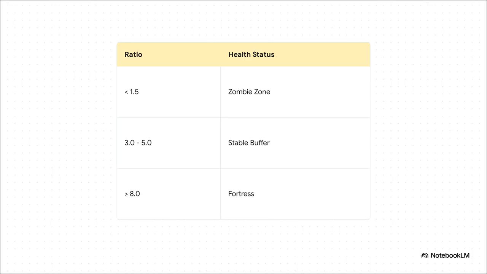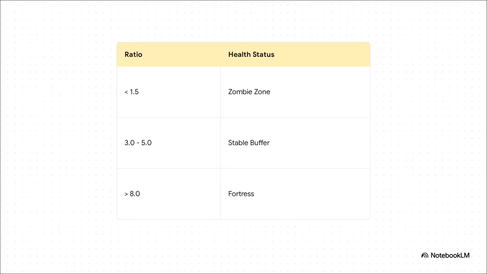And listen, there is zero room for emotion here. A ratio below 1.5, that puts you in the zombie zone. This is extreme danger. It means the company is spending almost all of its operational juice just to keep its lenders happy. Moving up, a ratio between 3.0 and 5.0 indicates a stable buffer. This is a very healthy operational standard. They can comfortably service their debt and still have enough left over to upgrade infrastructure.